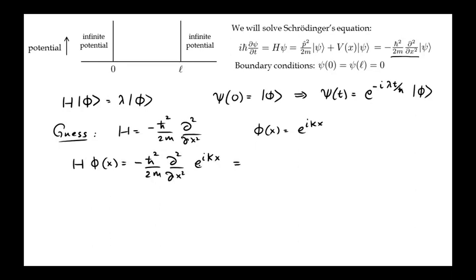which is h bar squared over 2m k squared e to the i kx, right? Because you get an (ik) whole squared when you take the second derivative, and i squared is minus 1, so that cancels this minus 1. Okay, so this is an eigenstate with eigenvalue E equals h bar squared k squared over 2m.